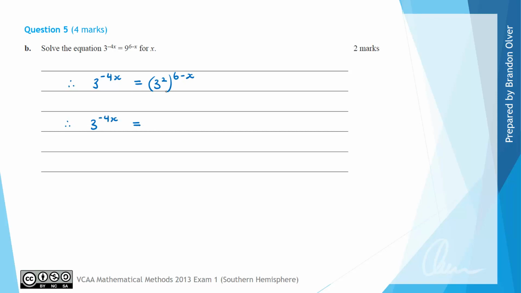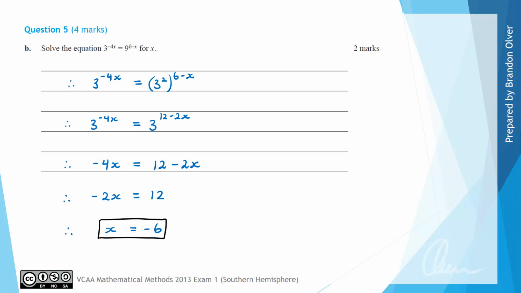Now we have 3 to the power of negative 4x on the left hand side is equal to, and when we have a power of a power, we actually multiply the two powers together, so we're going to have 3 to the power of 12 subtract 2x. Now that we have an equation with the same bases on both sides, we can say that the exponents must be equal. So negative 4x must equal 12 subtract 2x. Then we solve that just as a regular linear equation. We can add 2x to both sides and we'd have minus 2x is equal to 12. Dividing both sides by negative 2, we find x must equal negative 6. So that is the answer to part B of this question.